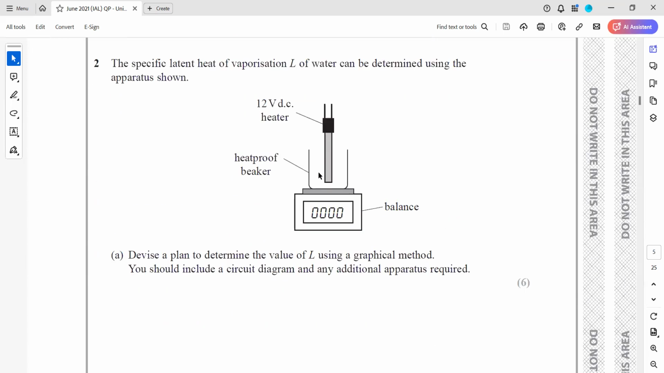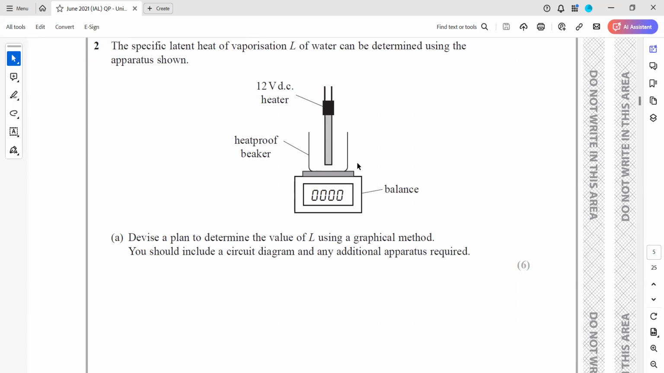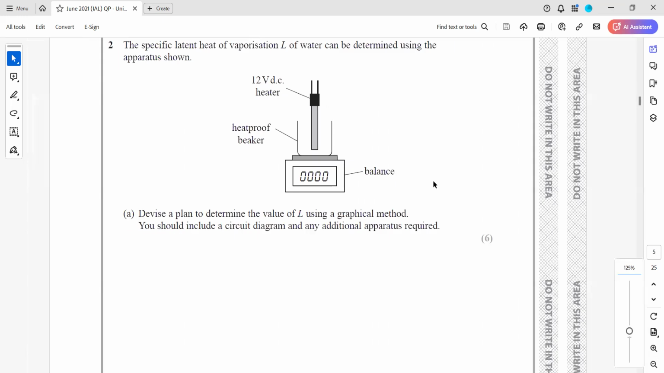Moving on to question 2. The specific latent heat of vaporization of water can be determined by using an apparatus as shown. A heat-proof apparatus is there, a 12-volt DC heater. Devise a plan to determine the value of the latent heat using a graphical method. You should include a circuit and additional apparatus required.